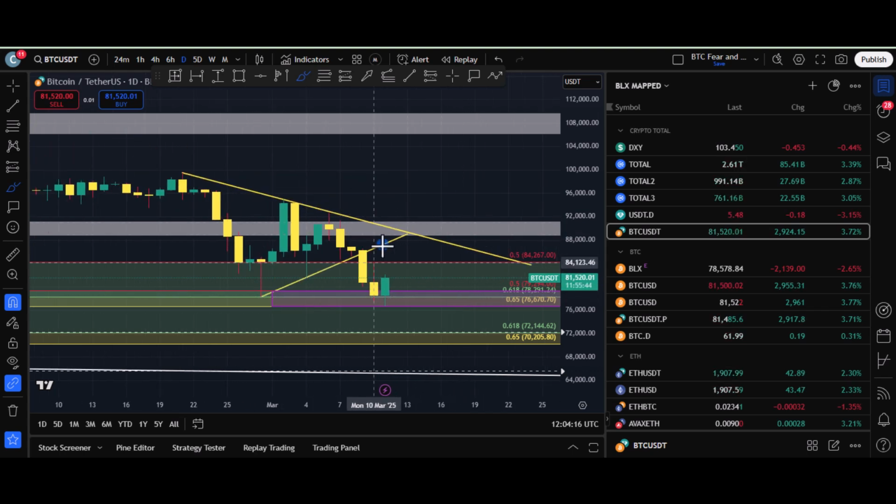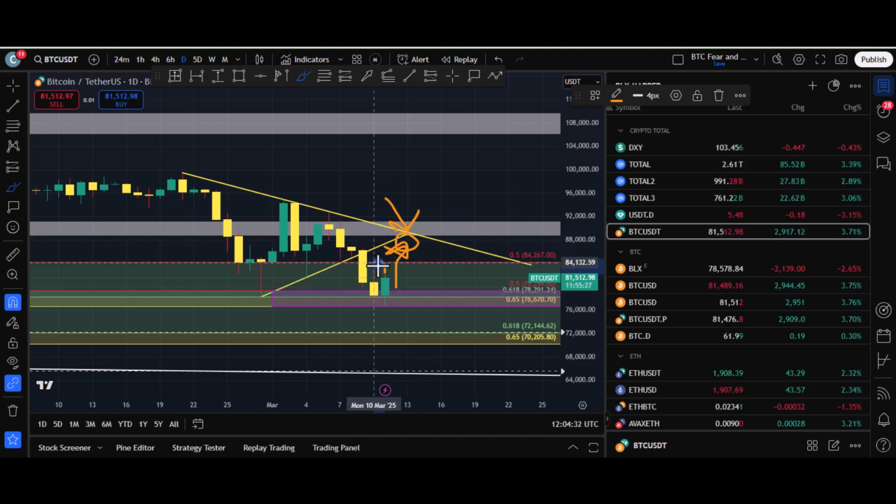But we have to be careful, right? Because there are some resistance points ahead of us. We've got 84k here, we've got 88k here, and we've also got this trend line here as well. So this area is a significant resistance point for me, and it's where one of my profit levels will be.